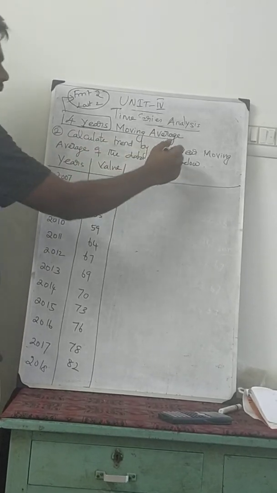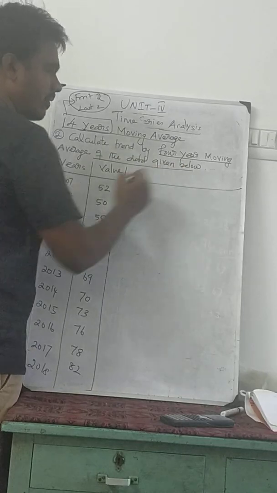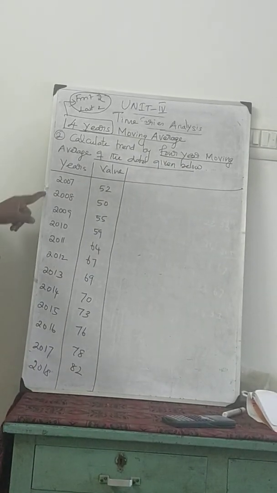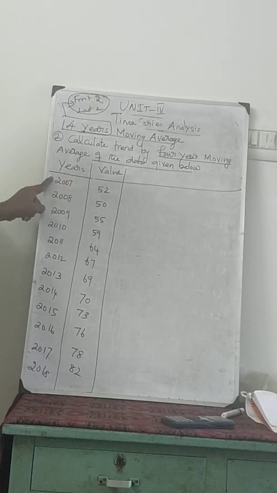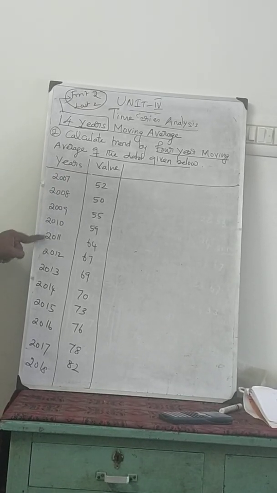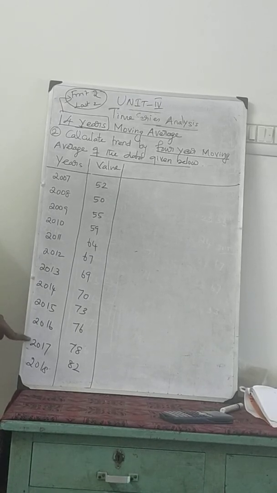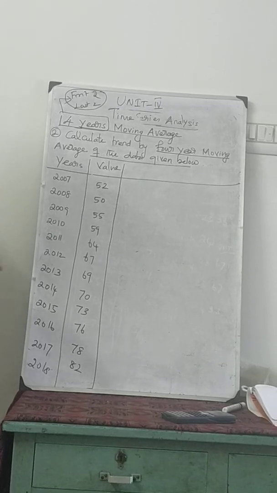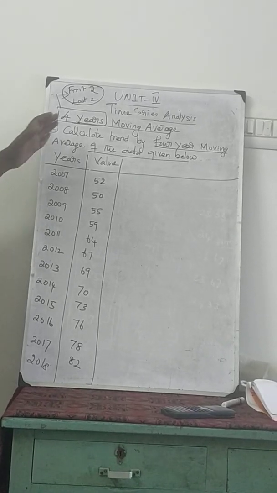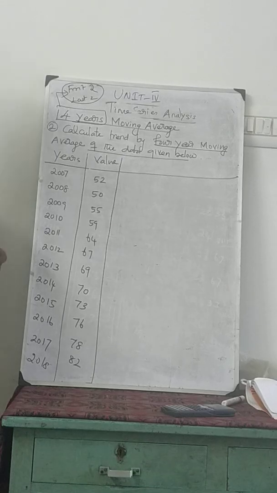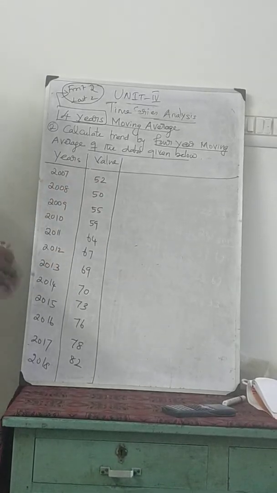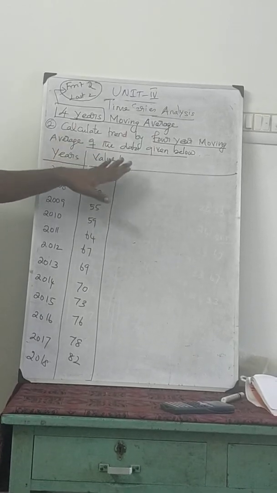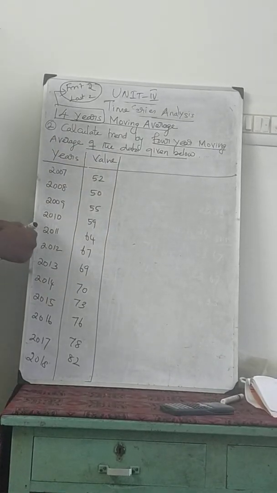Calculate the trend by 4 years moving average of the data given below. So the question is the 4 years moving average, and this is the given problem: years and values. The years are 2007, 2008, 2009, 10, 11, 12, 13, 14, 15, 16, 17, 18. So 12 years of data are given, because this is a longer period of data. That is why they have given the 4 years moving average. The values are also given. So this is the question. Now I am going to solve the problem right here.